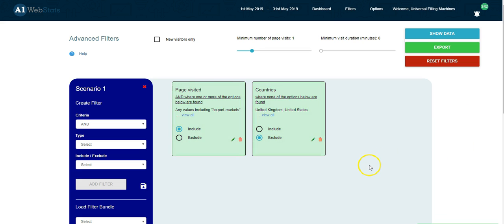I hope this is helping you to see that you can use filters to break down data and to identify patterns that are positive or negative, which then leads you into considering what needs to change within a website to improve those visitor patterns.